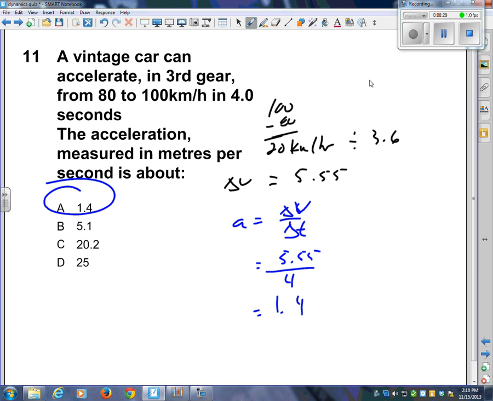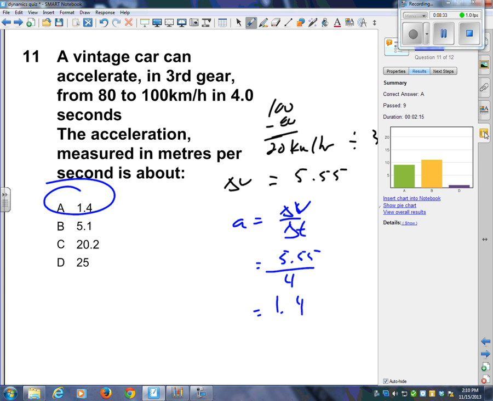Probably a common mistake would be forgetting that conversion, right? So you got it right. It says "is about." So which one of those four multiple choice answers is closest to 1.38?